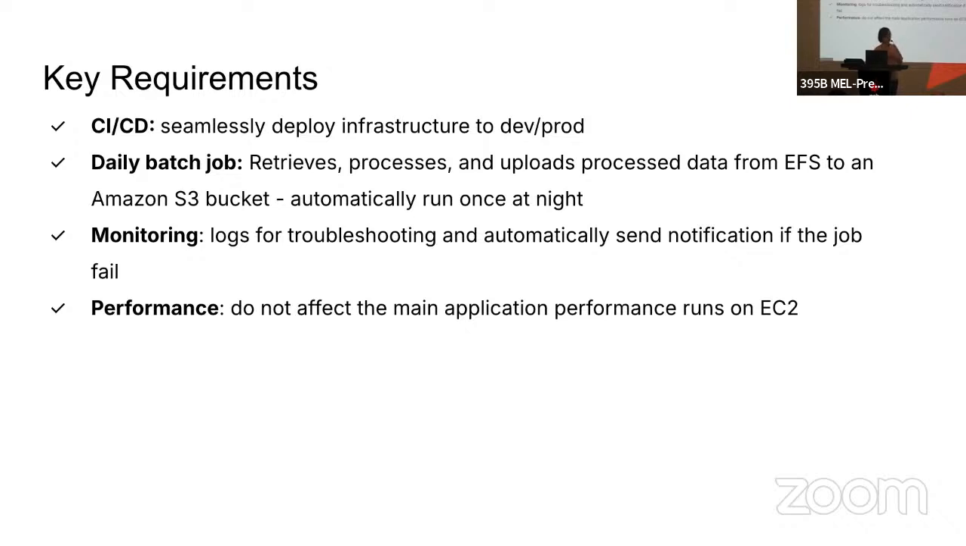And we need some monitoring as well. We need logs so we can troubleshoot when there is an issue, and we need a notification mechanism so that we are notified when there is any issue, like the job failing. And the last is performance. We will have the main app running on EC2 and the persistent data stored in EFS, so the batch job should not affect the performance of the EC2 instance. That's the requirements.